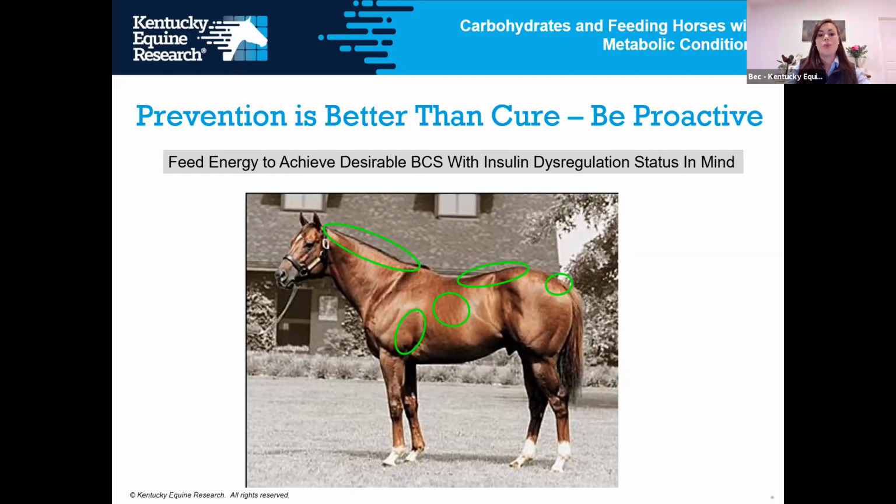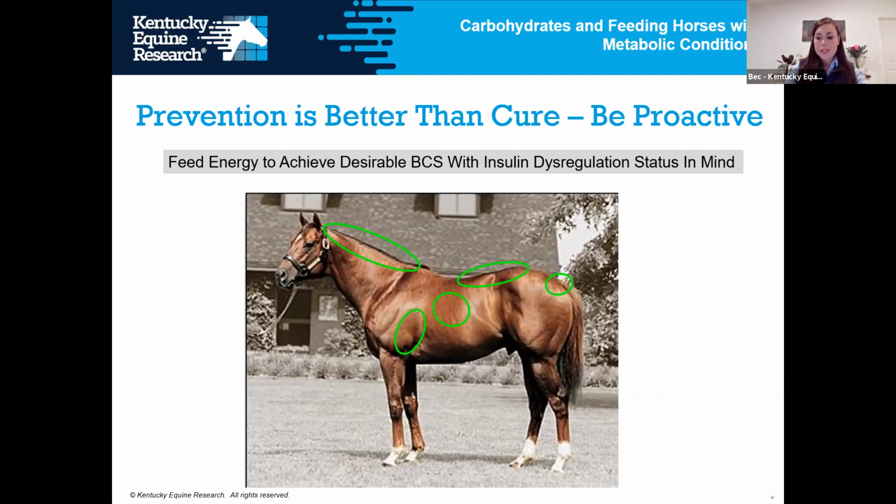So feeding energy to achieve a desirable body condition score with insulin dysregulation status in mind. Everyone should be able to body condition score a horse. There's 4 or 5 places that we look over, but we don't look at any of these places individually. Because if we just look at the crest, for instance, some breeds, some of our Spanish type breeds like Andalusians, they do have a crest. That is natural for them. Stallions obviously have a crest as well. So we can't just look at the neck and go, oh yes, it's a bit cresty, it must have insulin dysregulation, or it must have EMS.